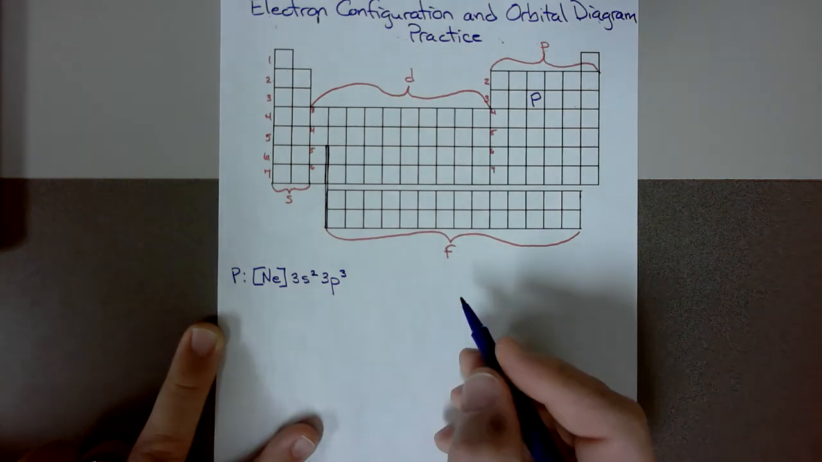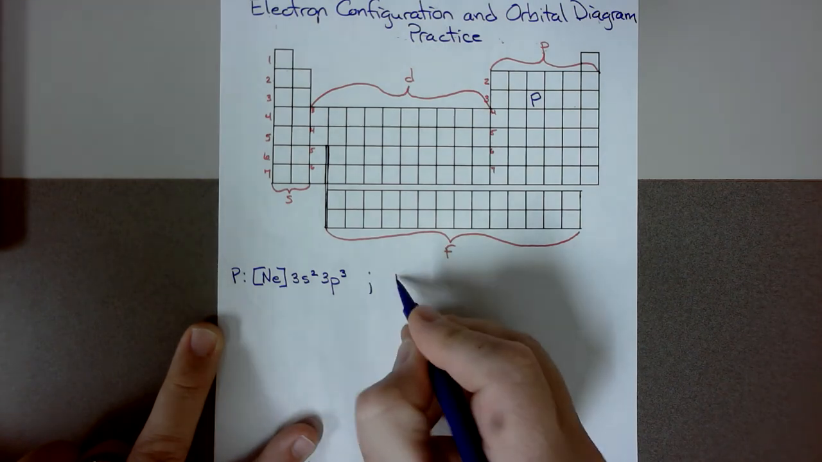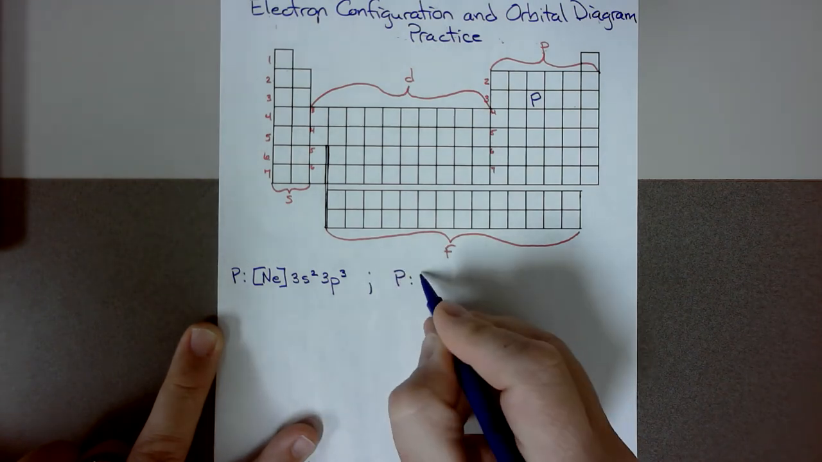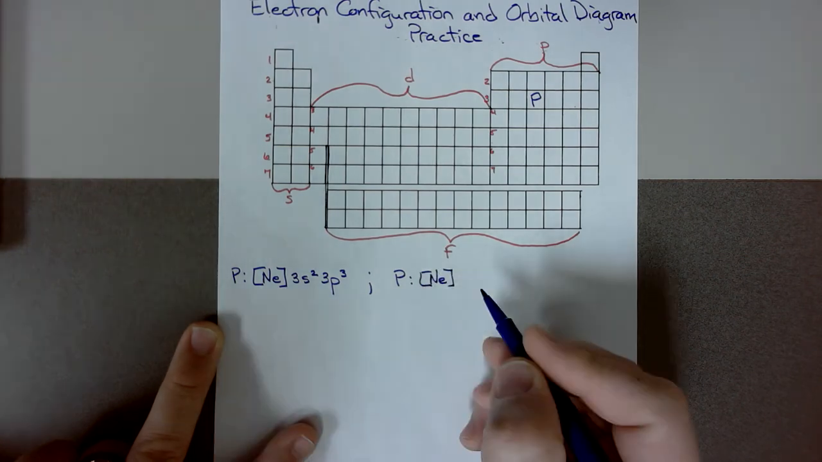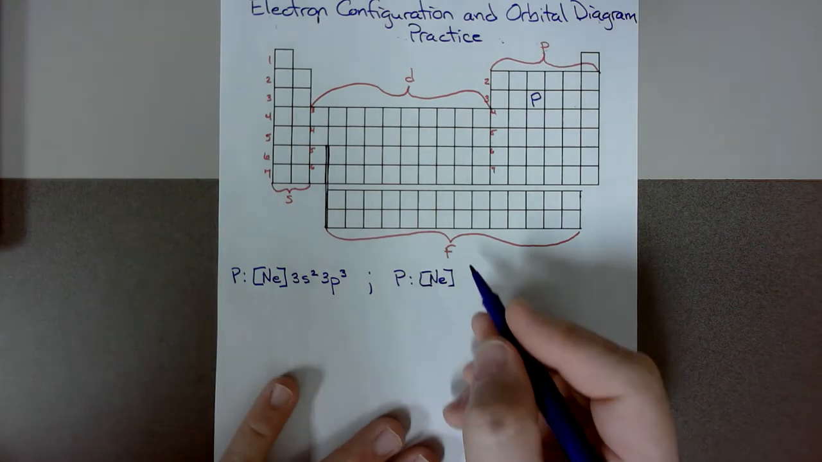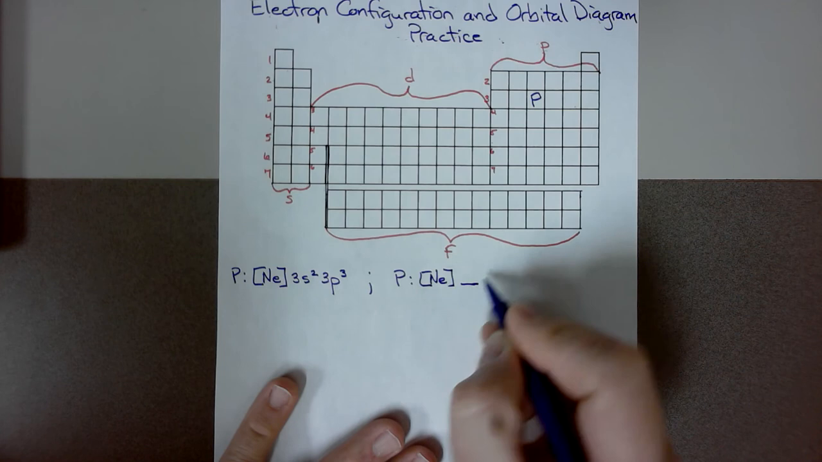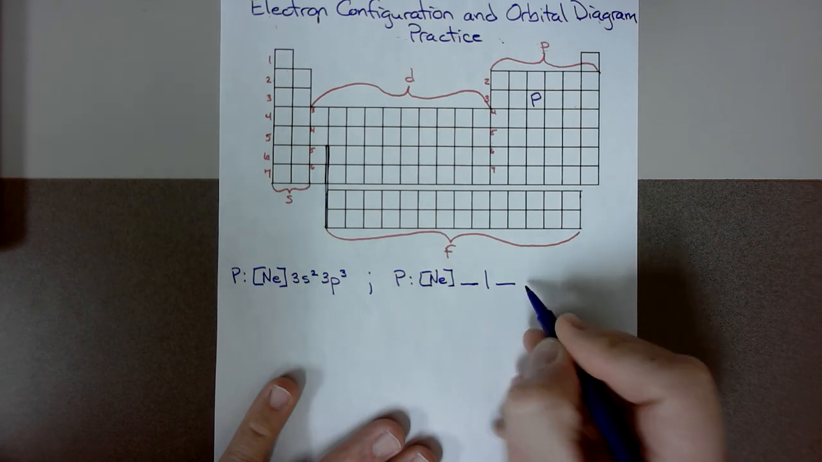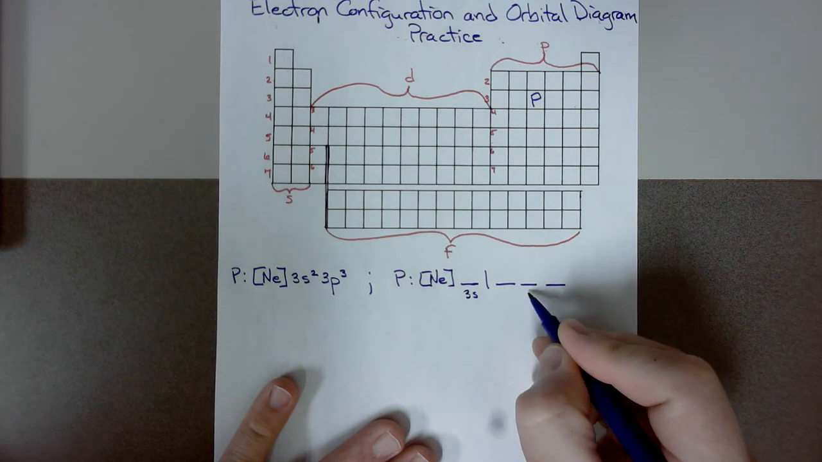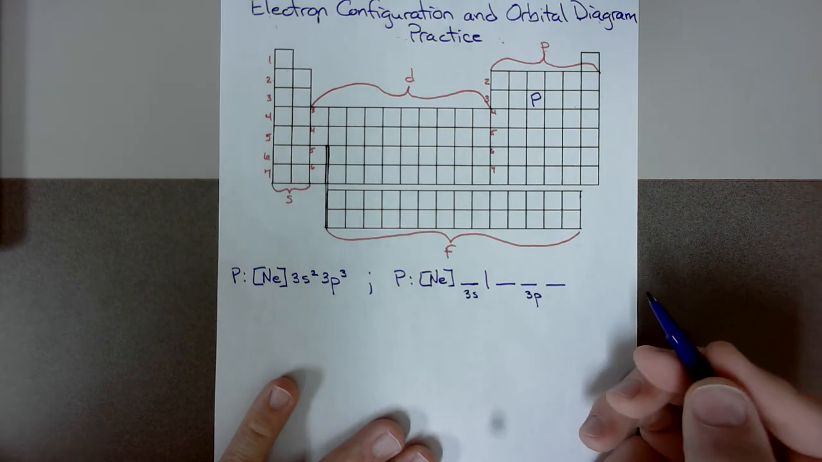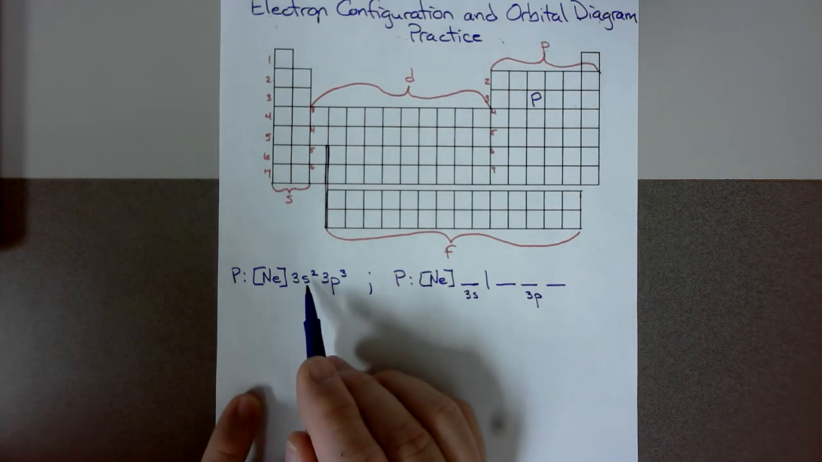Now the orbital diagram can be done in the same way in which I'm going to indicate the element, then I'm going to use neon to represent the first 10 electrons in the filled energy levels above energy level 3. And then I'm going to show orbitals. So S has 1 orbital, and then P has 1, 2, 3 orbitals. So that's the 3s and the 3p orbitals. And again, we have 2 in the S sublevel.